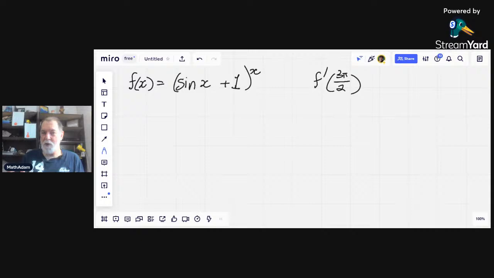Here's what I'm going to do. We've got two kinds of functiony things going on here because we've got our sine x in the main part, and then it's to the power of x. So I'm going to treat this as a multivariable function, the kind that you would use in calculus 3. I'm going to treat each of these x's separately. And here's how I'm going to do it.